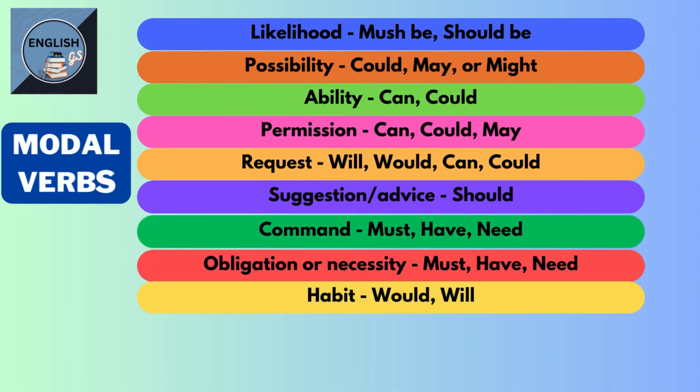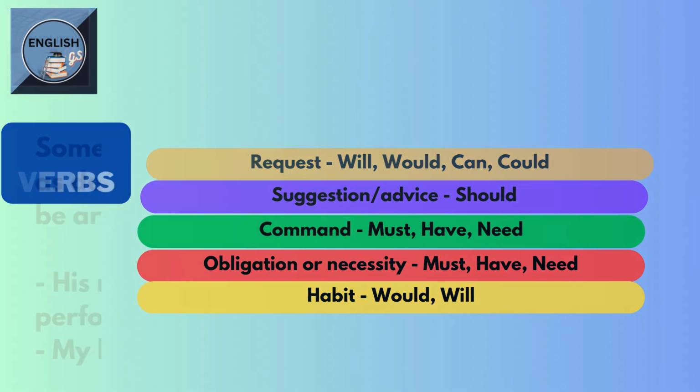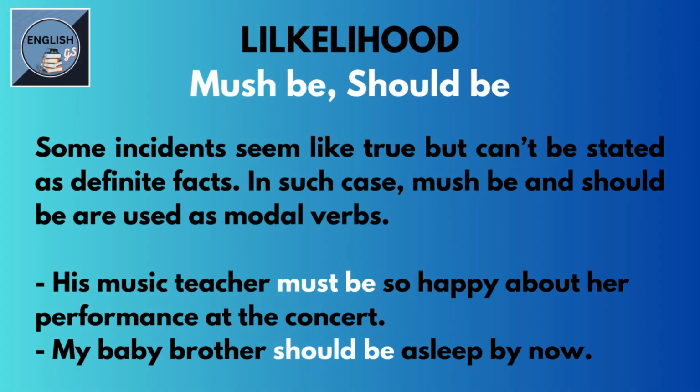Modal verbs in English. These are the modal verbs and types of modal verbs in English. The first type of modal verb is likelihood. Some incidents seem true, but cannot be stated as definite facts. In such cases, must be and should be are used as modal verbs.